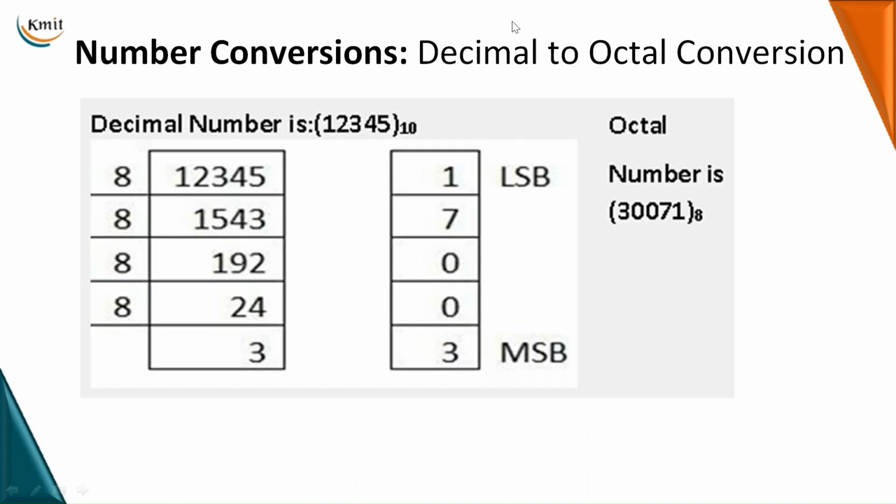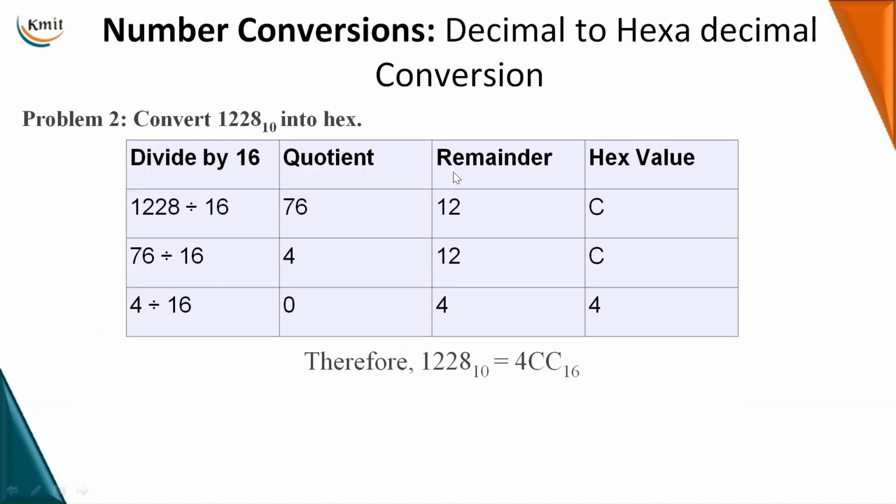Next is decimal to octal conversion. Since you are converting to octal, which is base 8, you divide your number by 8, and this is your remainder. For the octal equivalent of this number, you have to read from MSB to LSB. It is 30071. Okay, decimal to octal.